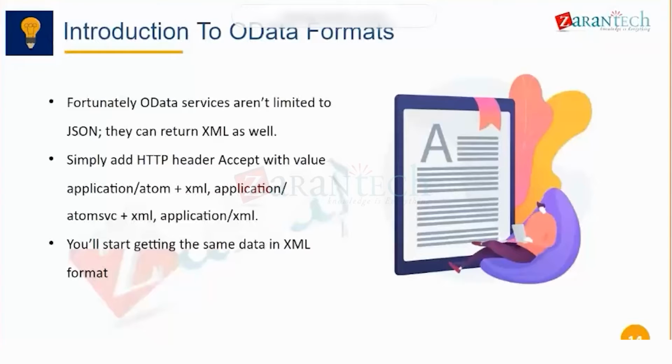And the introduction to OData formats. Fortunately, OData services aren't limited to JSON. They can return XML as well. Like we discussed, it can be in two formats, and you simply add the HTTP header Accept with the value application/atom+xml. These are some parameters that you will use when you are using tools like Firefox, REST APIs and all that. I'll show you how to test these services using Firefox or anything. You start getting the same data in XML format also.